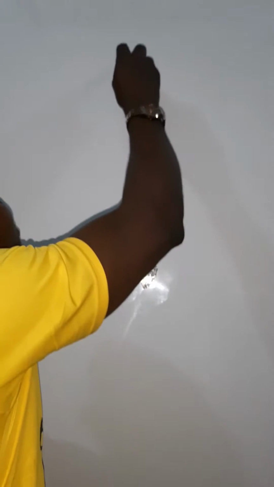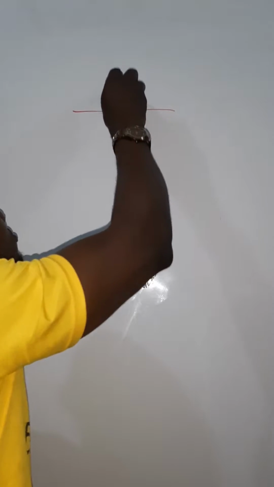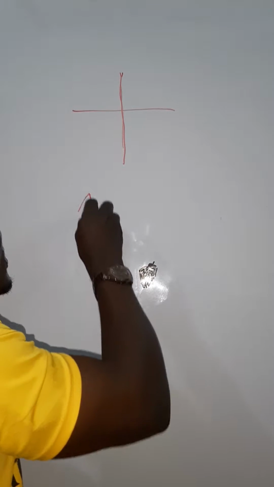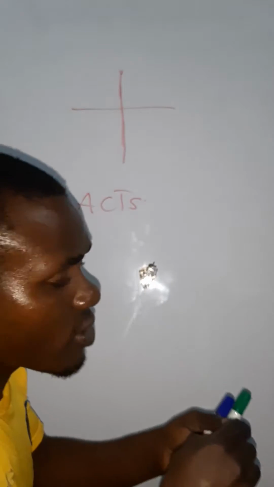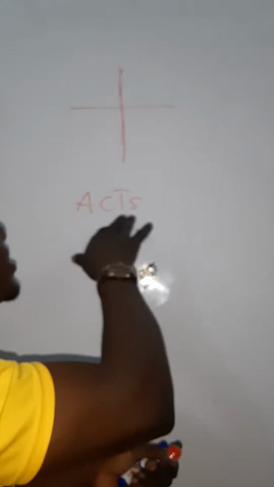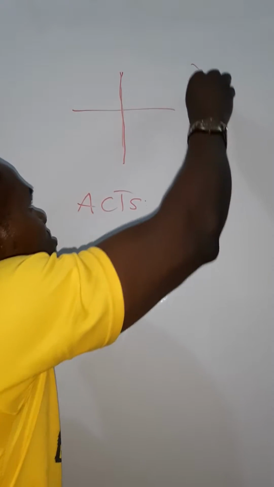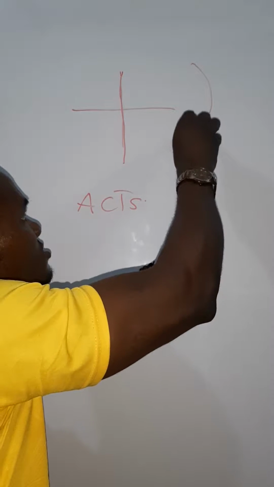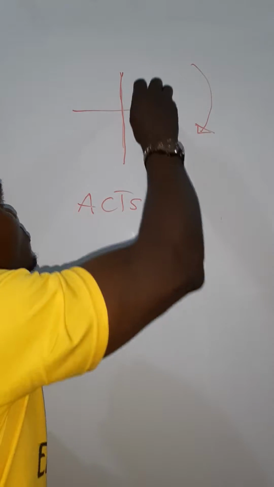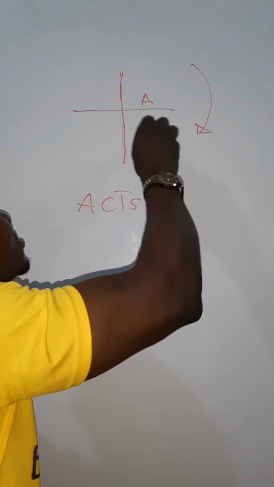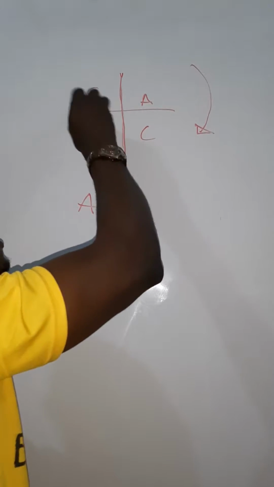So this is how it goes. You have it like this. There's what we now call ACTS. You move clockwise to label this, like this, and I will tell you the essence. So you move like that in labeling this ACTS: A, C, T, S.